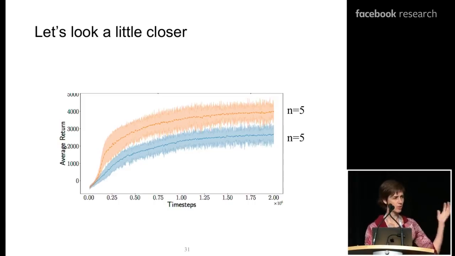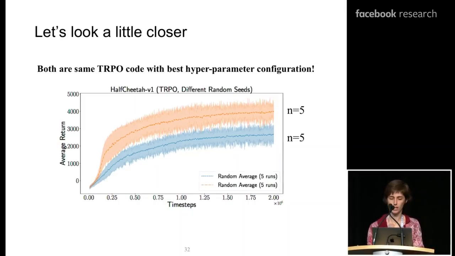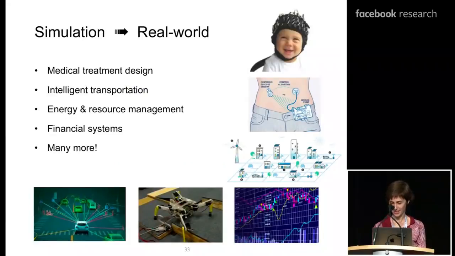So when you ask the student, what did you run? What is the blue line? What is the orange line? Well, both of them are the exact same TRPO code with the best hyperparameter configuration. And the only thing that changes is that different random seeds were used for the blue line and for the orange line. Okay, I think I've made my point.